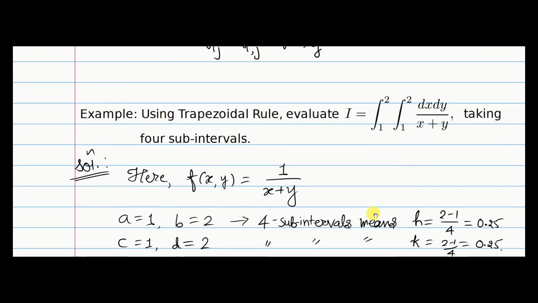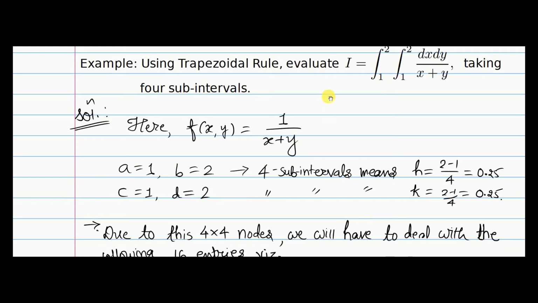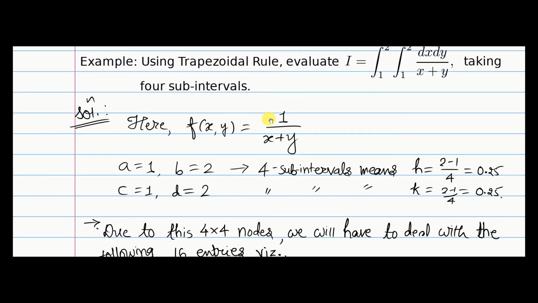Now let's understand through one problem. Using the trapezoidal rule, evaluate I is equal to integration 1 to 2, integration 1 to 2, dx dy upon x plus y, taking 4 subintervals. Just write down here what information you are given. The first one is you are given f(x,y) is equal to 1 upon x plus y. Here a is equal to 1, b is equal to 2. We are asked to go with 4 subintervals. It means h is equal to (b minus a) by n, that means (2 minus 1) by 4.